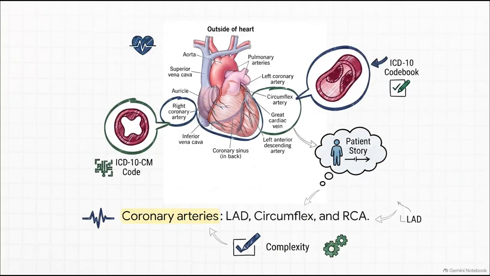Because let's be real, you can't master the code book if you don't master the human body first. Let's talk about the major coronary arteries. We've got the left anterior descending, or LAD, the circumflex artery, and the right coronary artery, the RCA. Why does this matter to us? Blockages in these specific vessels are exactly what dictate our highly specific code choices. A blockage in the LAD behaves completely differently clinically than a blockage in the RCA. ICD-10-CM requires us to capture that exact clinical story so our claims reflect the true underlying complexity of care.